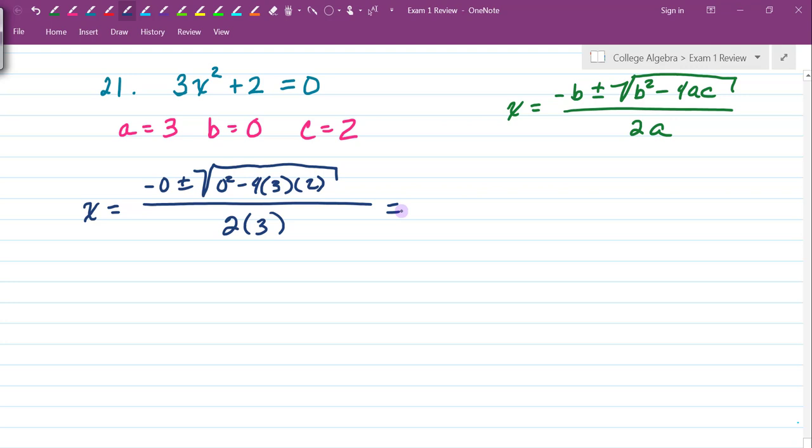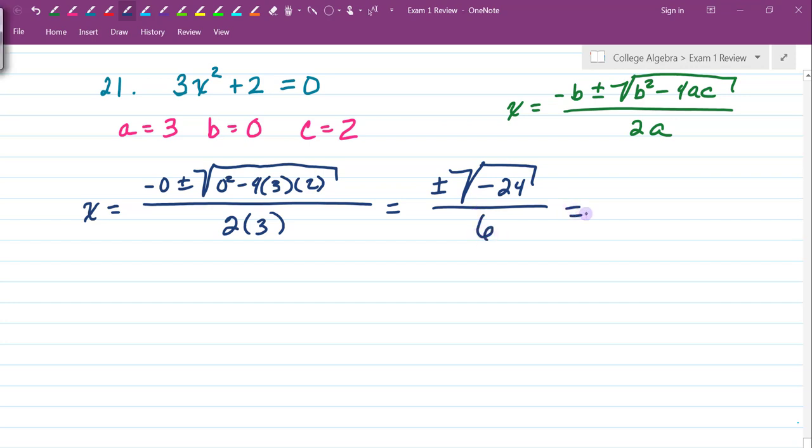Okay, so right here we're going to have a 0, and right here we're going to have a 0. So we're going to have a negative number underneath the radical, and our negative number underneath the radical is going to be plus or minus. We still have to carry that plus or minus out front. That's very important. Do not forget that. So it's going to be negative, and then 4 times 3 is 12 times 2 is 24. Divided by 6.